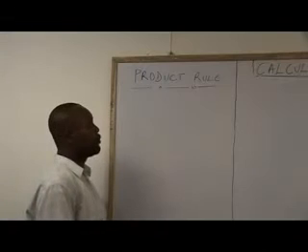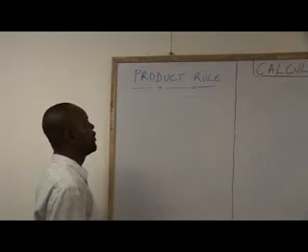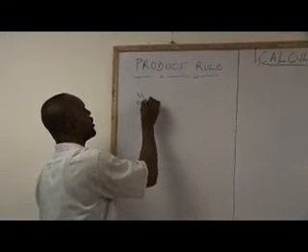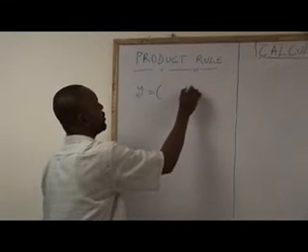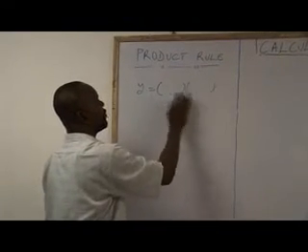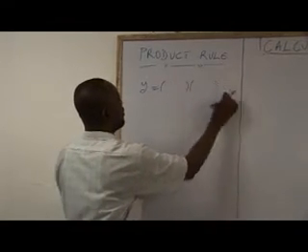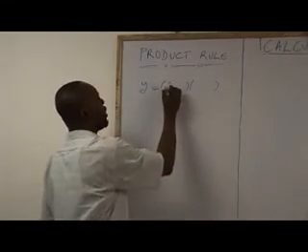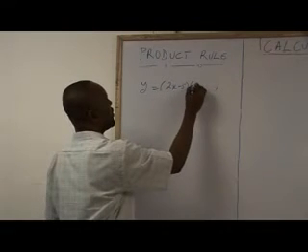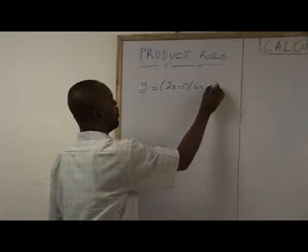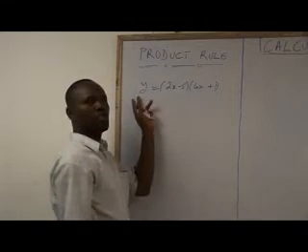Next we look at the product rule. For the product rule, we have 2 functions that are multiplying themselves. That's where you get the word product. So the product rule. Let's say I have 2x minus 5 times 6x plus 1, and I want to differentiate this.